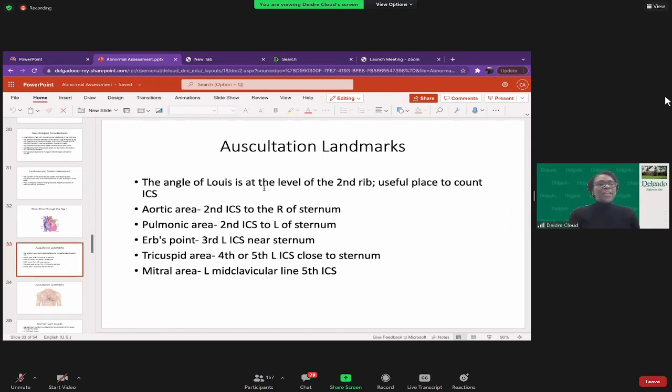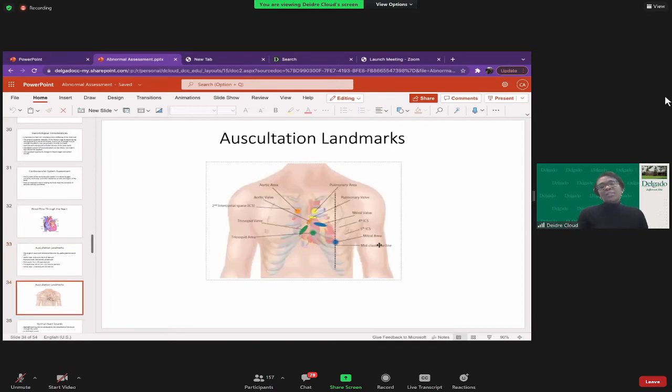You've got the same landmarks that you use for the respiratory assessment, right? So you need to know where all of these heart sounds are located. I could just tell you that now. In the mitral area, what heart sound is that? PMI. You're listening to the apex of the heart, which is the mitral area, right? Fifth intercostal space, mid-clavicular line. So make sure you know your auscultation marks.